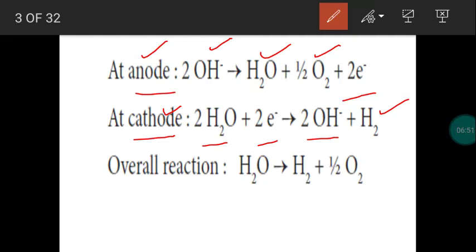Now we are going to write overall reaction. How to write overall reaction? We have to cancel the similar components. Consider what are the similar components in left hand side as well as right hand side. In the left hand side, we have 2 hydroxide ions. In the right hand side also, we have 2 hydroxide ions. So they will be cancelled, right?